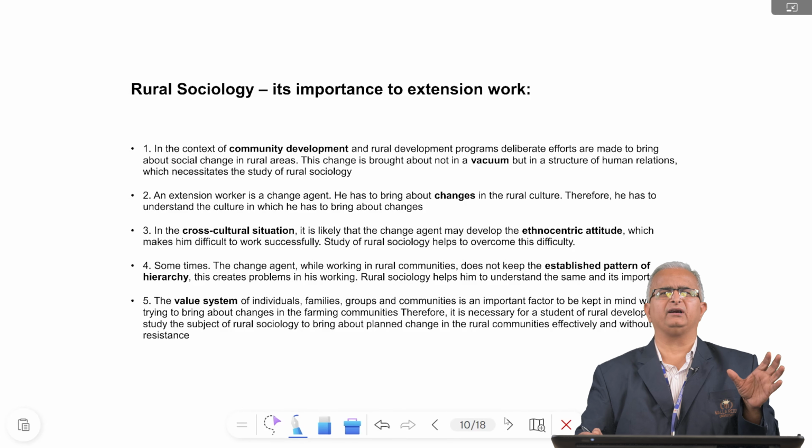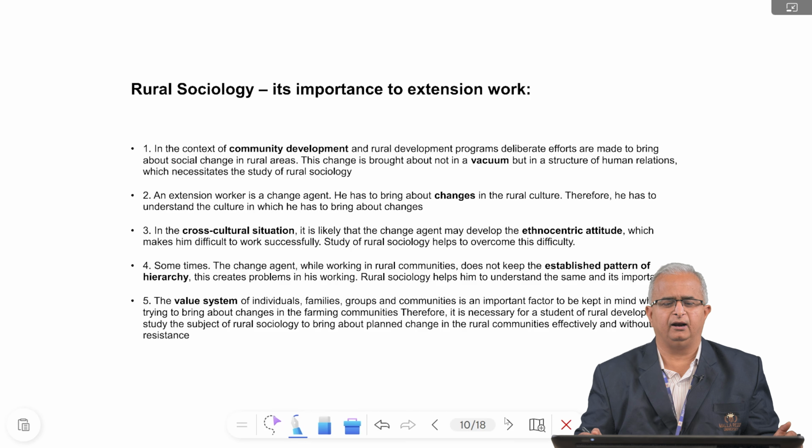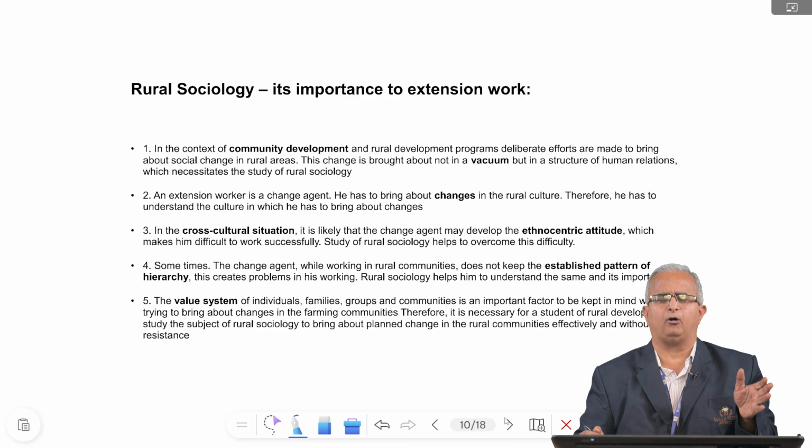What is the importance of rural sociology in extension work? In community development or rural development, development means progress or change from the existing condition. It won't happen in a vacuum. It happens within individual relationships and among the people only. The people's standard of living can be improved, their thought process can be improved, their feelings, attitude, knowledge levels and skill sets can be changed. All these things happen within individuals. It won't happen just like that in a vacuum.